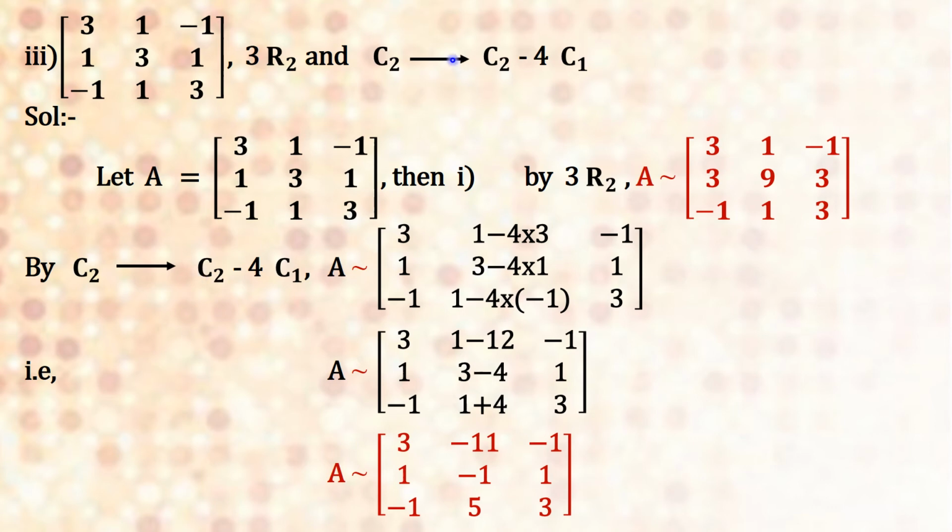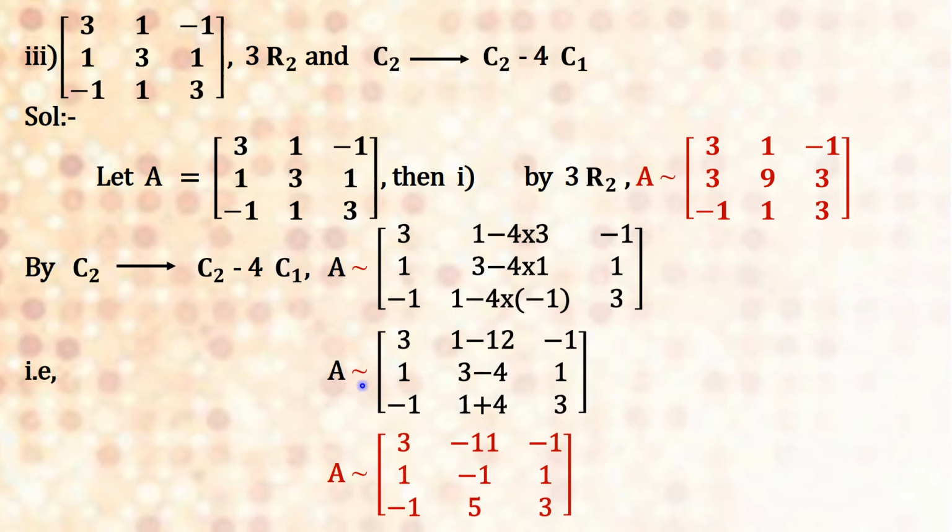Now the second transformation, the column transformation. The first column and third column have no change. Second column C2 minus 4C1. We are taking the elements in corresponding columns. So the second column C2, the element is 1 minus 4 into C1, the corresponding element in the first column, that is 3. And the second one, 3 minus 4 into 1. Then 1 minus 4 into minus 1. So after doing this operation, we will get the new matrix.